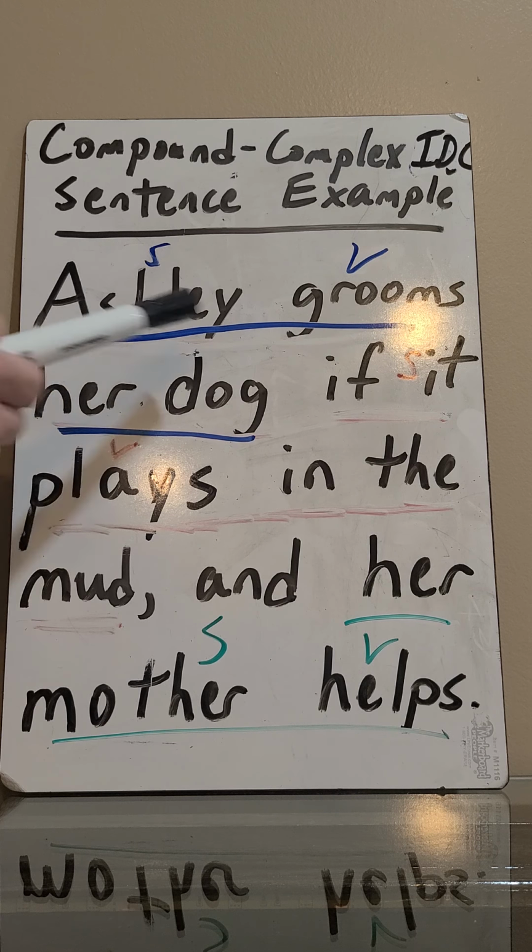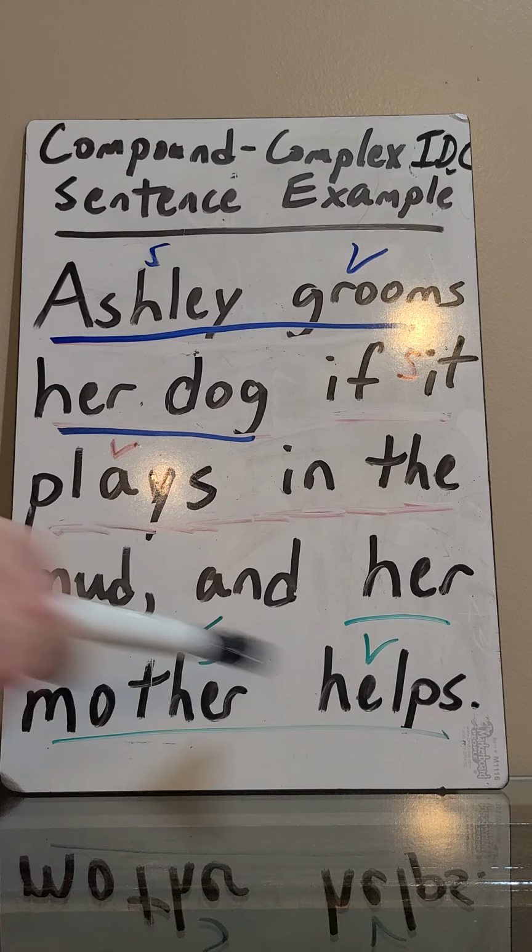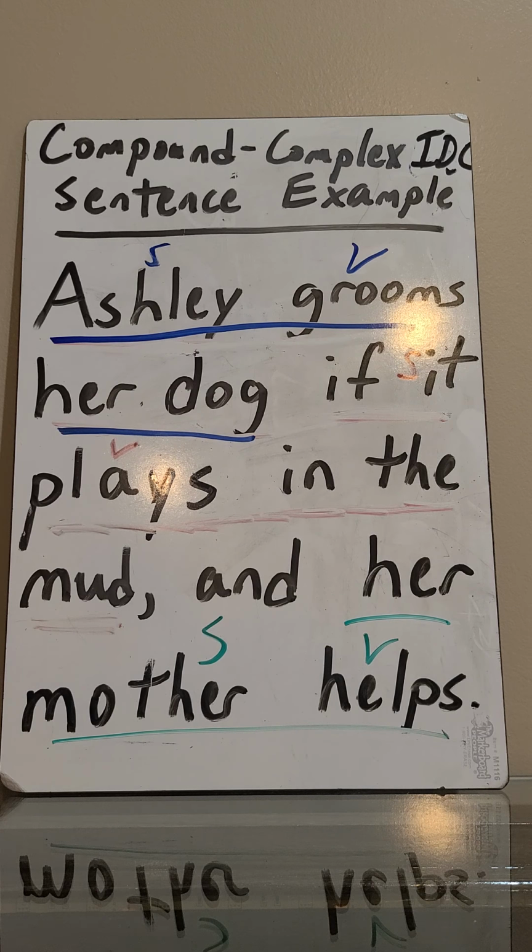Well, the first part, Ashley grooms her dog if it plays in the mud, is a sentence on its own, right? If we were to put a period right here, that could be its own sentence. And then we could just get rid of the word and start with her mother helps, right? That again would be its own sentence. Since we've combined them, put them together using this comma and conjunction and, well, it's now a compound sentence, right?